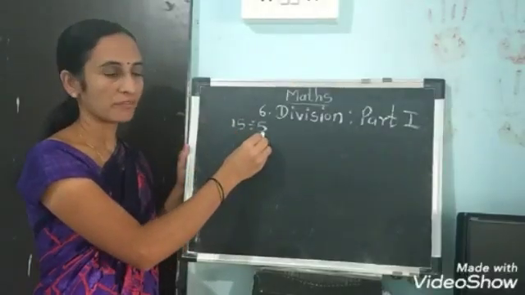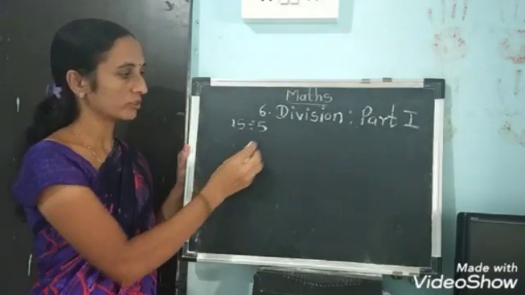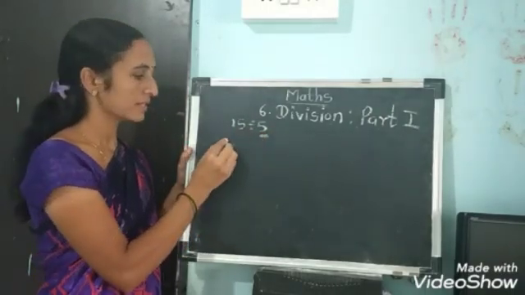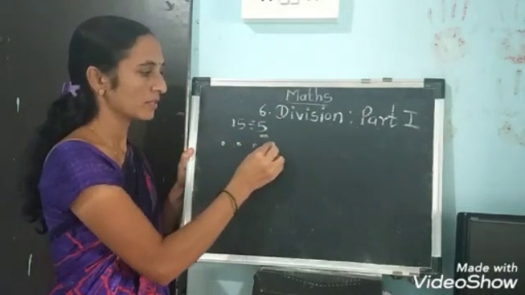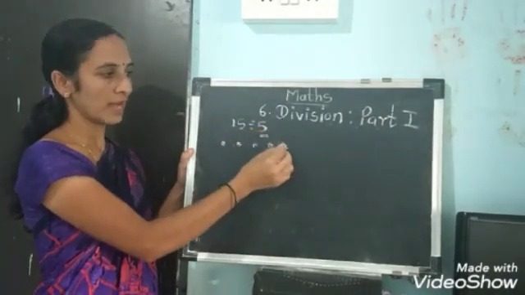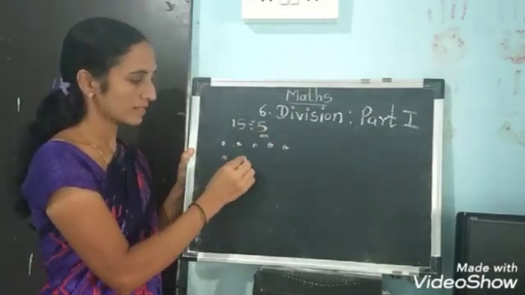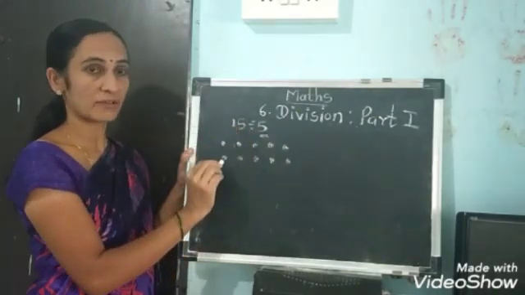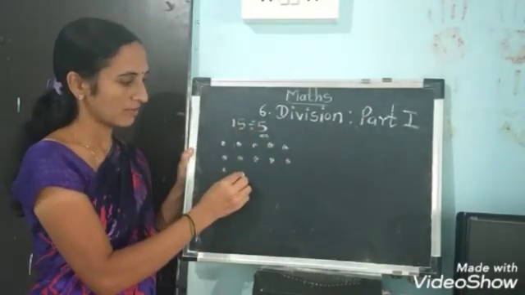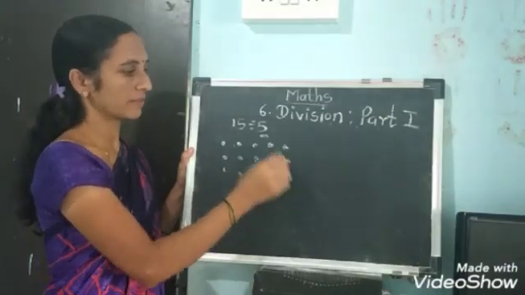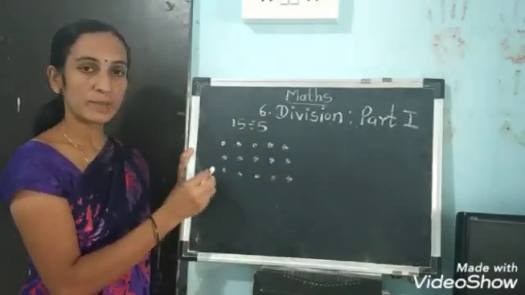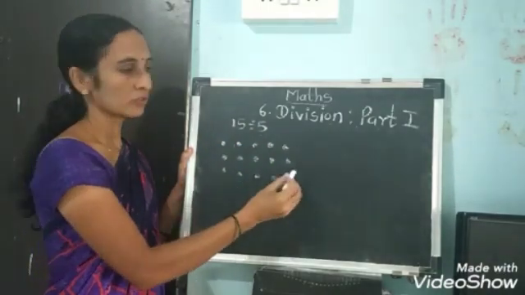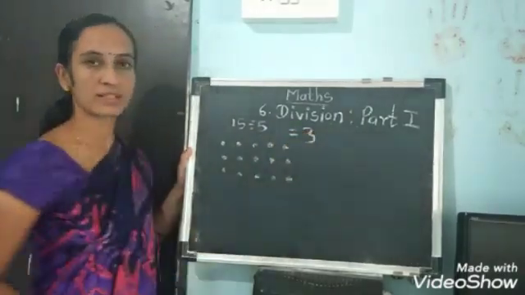15 divided by 5. We have to arrange the dots. Which dots we will arrange? 5, because 5 is divisor here, smaller number. See here, 1, 2, 3, 4, 5. In one row 5, then take next row. 6, 7, 8, 9, 10. What number we have? 15. Till 15 we have to arrange. 10, 11, 12, 13, 14, 15. 15 came, then stop there. How many rows I have got? 1, 2, see, 1, 2, 3. So 3 is the answer of this example.